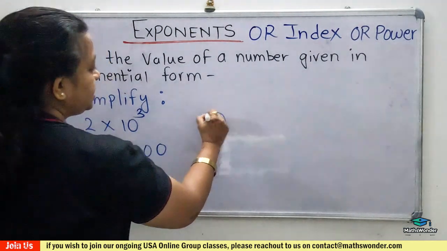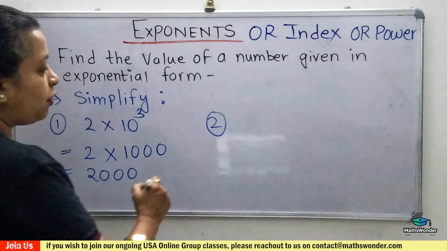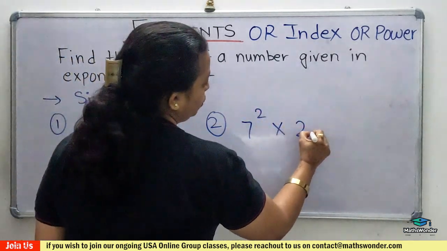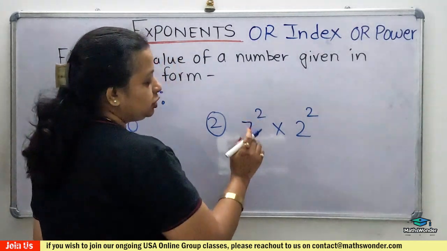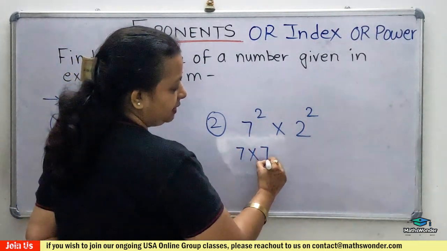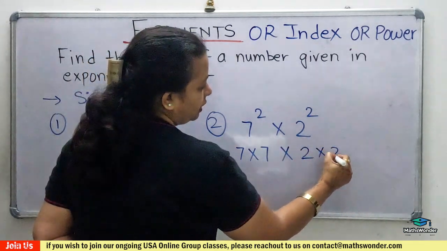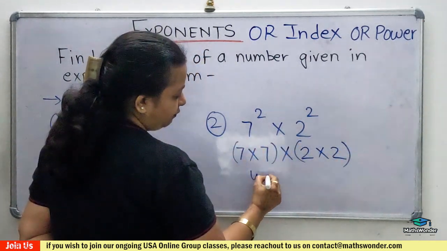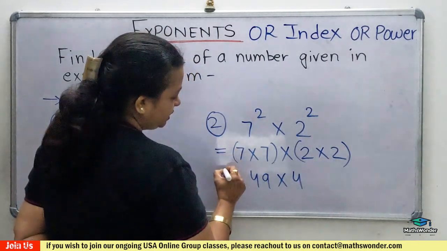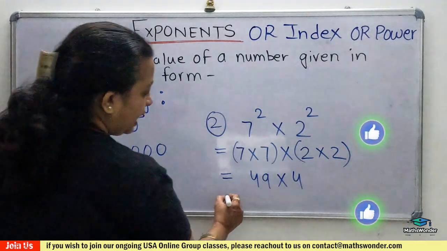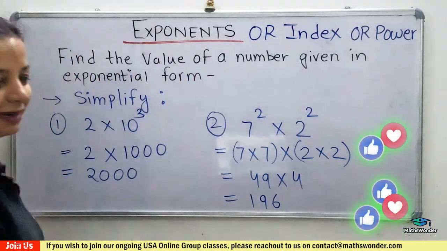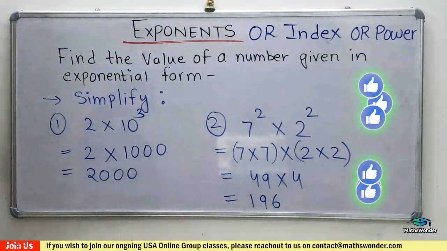Now, the second variation is if both values are given in exponential form: 7 raised to the power 2 times 2 raised to the power 2. When we need to simplify it, there is no law, as of now. Then how will you solve it? 7 raised to the power 2 means 49, and 2 times 2 is 4, so 49 times 4 is 196. Absolutely correct, right? So you can simplify like this.